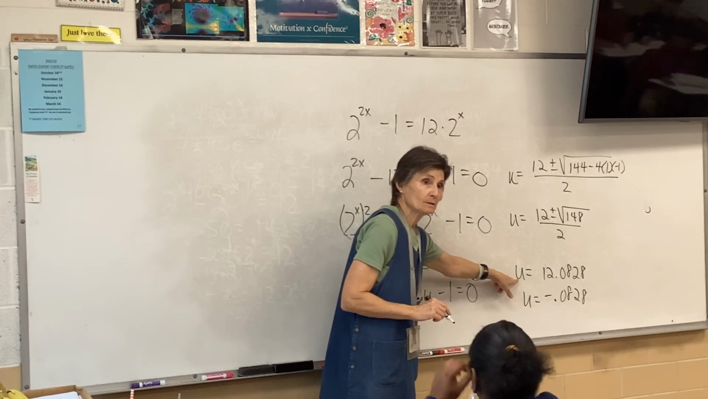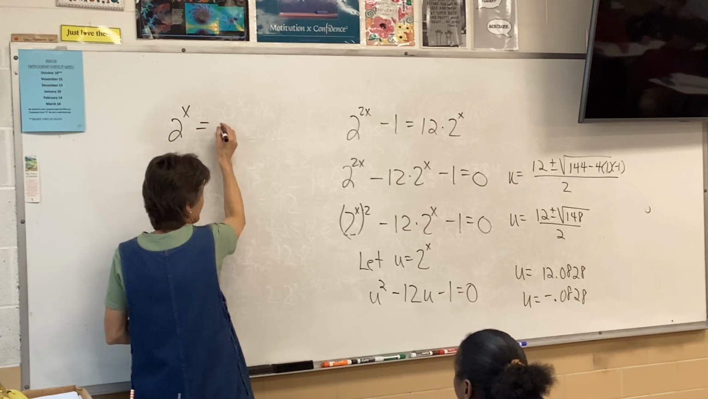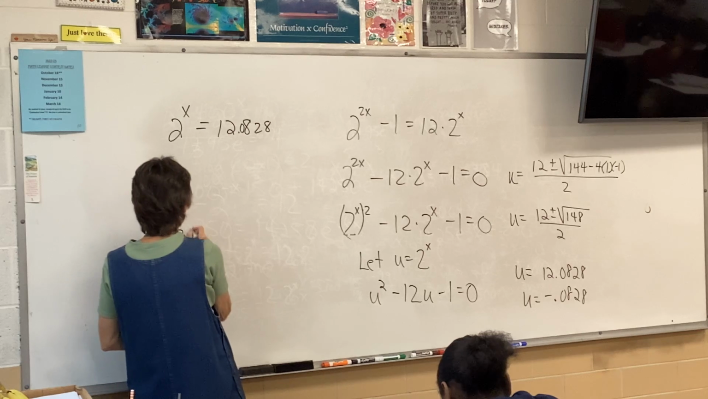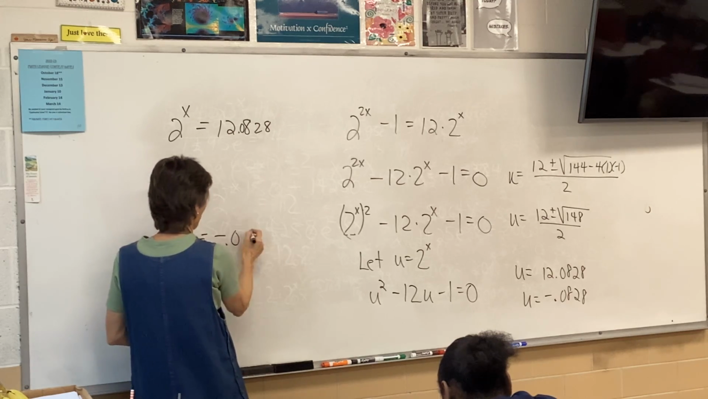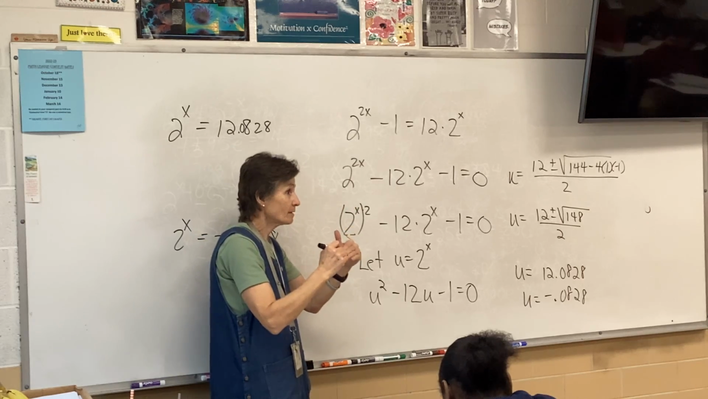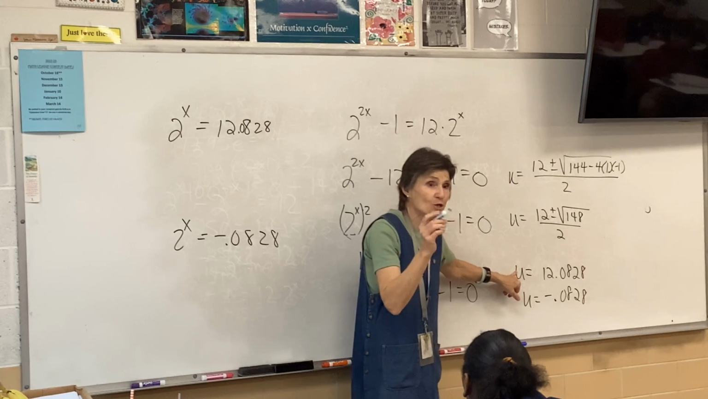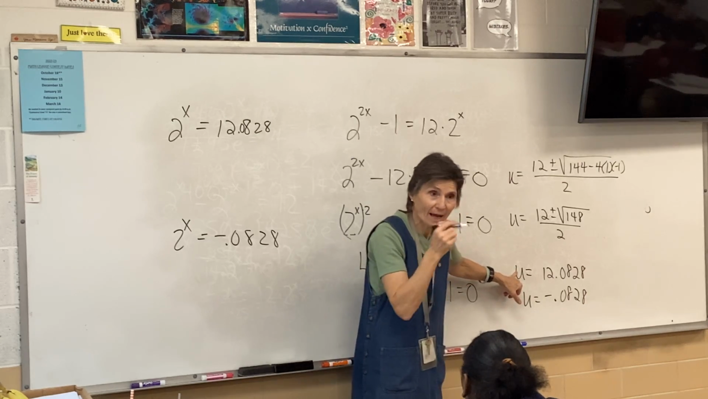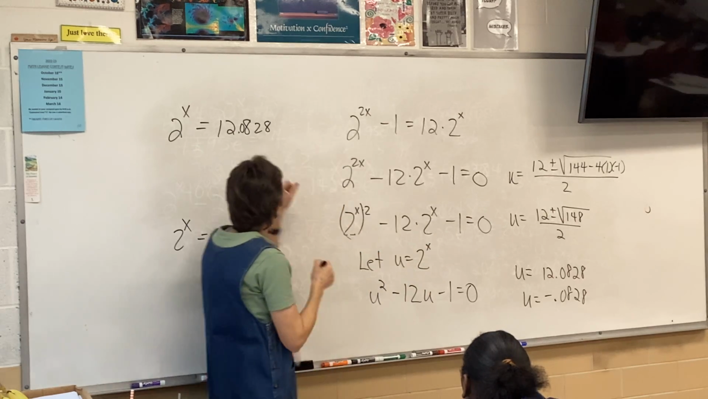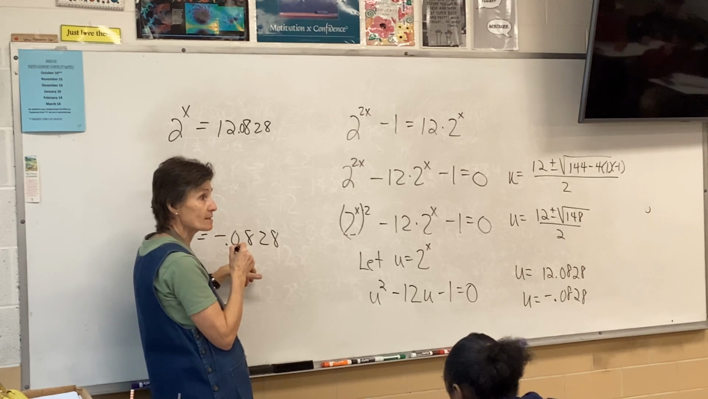What did u stand for? 2 to the x. So 2 to the x equals 12.0828, and 2 to the x equals negative 0.0828. So now I do my unsubstituting. I've solved, I know what u is. There wasn't even a u in the original problem though, guys, so I have to get rid of the u. U is 2 to the x. So 2 to the x equals that, or 2 to the x equals this.